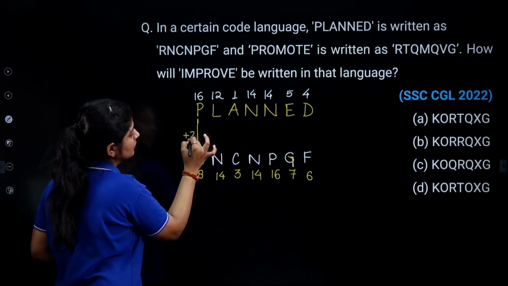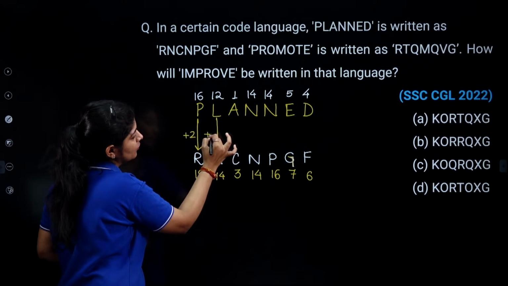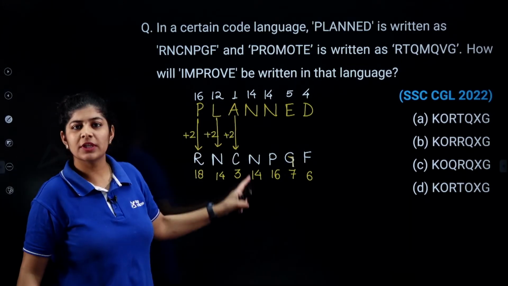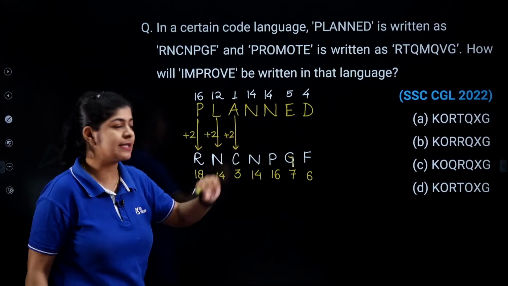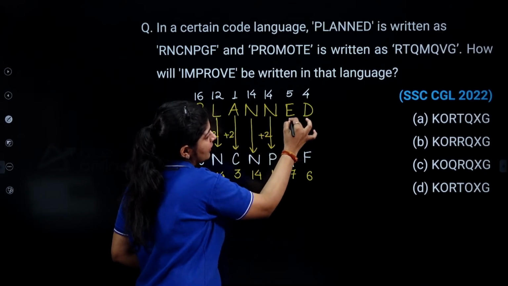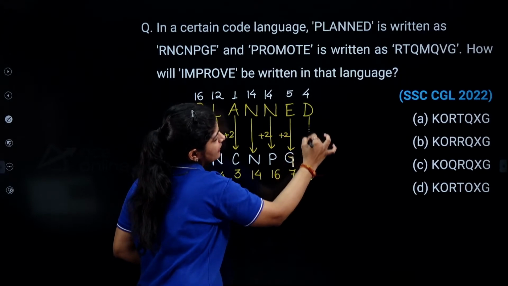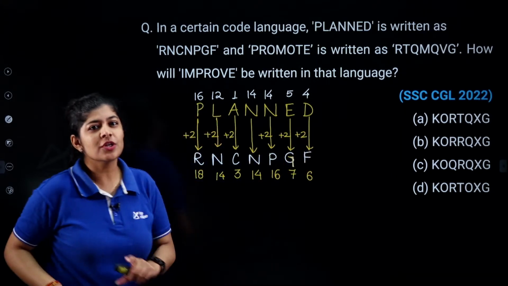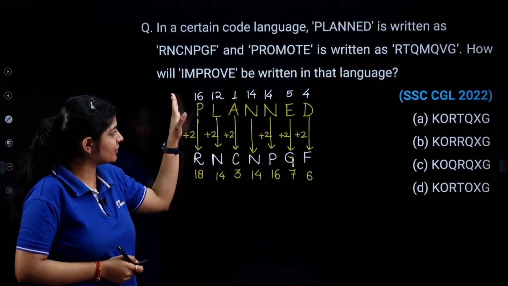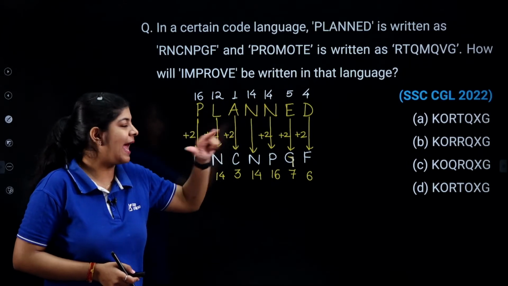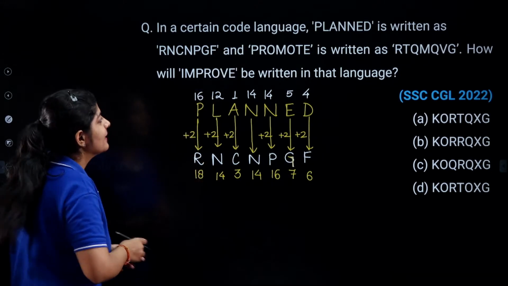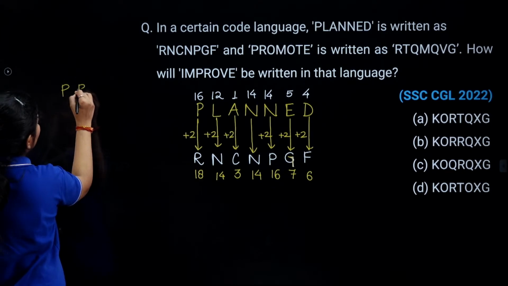16 plus 2, 18. 12 plus 2, 14. 1 plus 2, 3. But here, the number will remain same or the alphabet will remain same. Okay. There's no change. 14 plus 2. 5 plus 2. 4 plus 2. Okay, so basically I can say that the middle alphabet is not going to be changed, but the rest 3 on both the sides there is a gap of +2. So are we getting the same pattern with promote? So let's simply check this one.